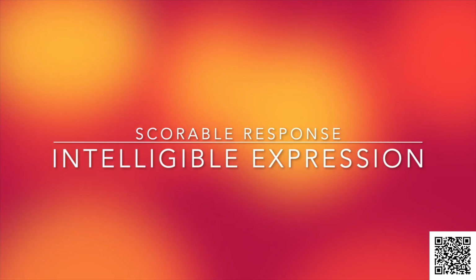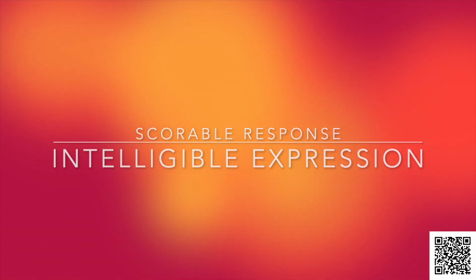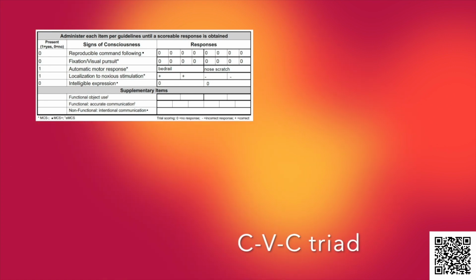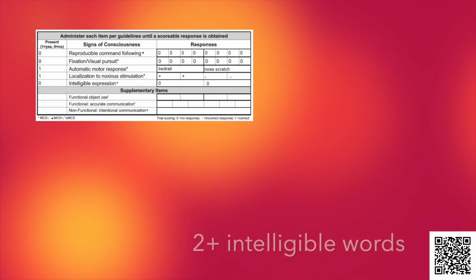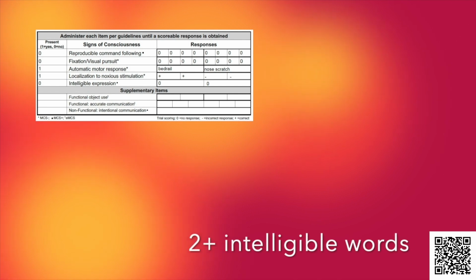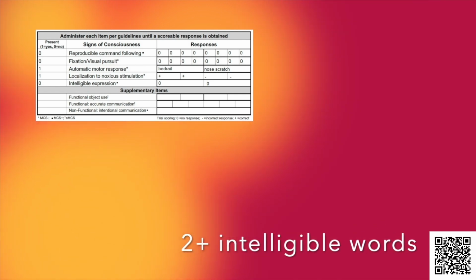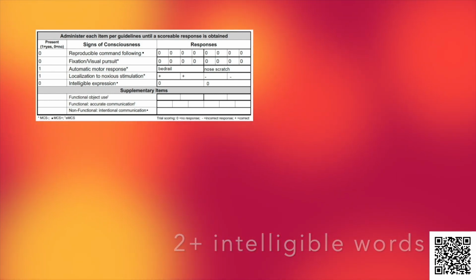A scorable response is when each of the following criteria are met. First, each verbalization must consist of at least 1 consonant, vowel, consonant triad. For example, ma would not be acceptable, but mom would. Second, 2 different words must be documented by the examiner to ensure that a repetitive, word-like sound is not mistaken for a word. Words need not be appropriate or accurate for the context, but must be fully intelligible.